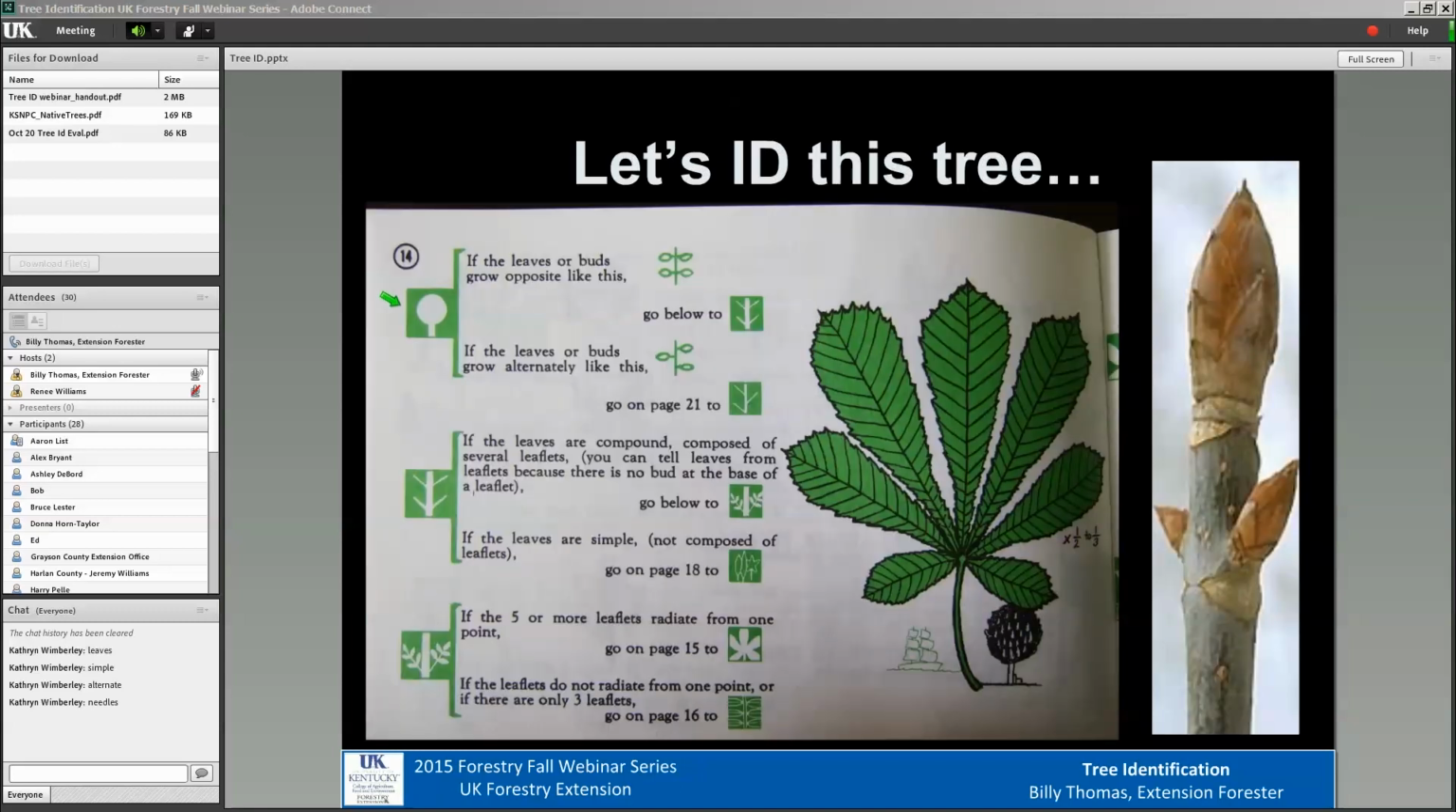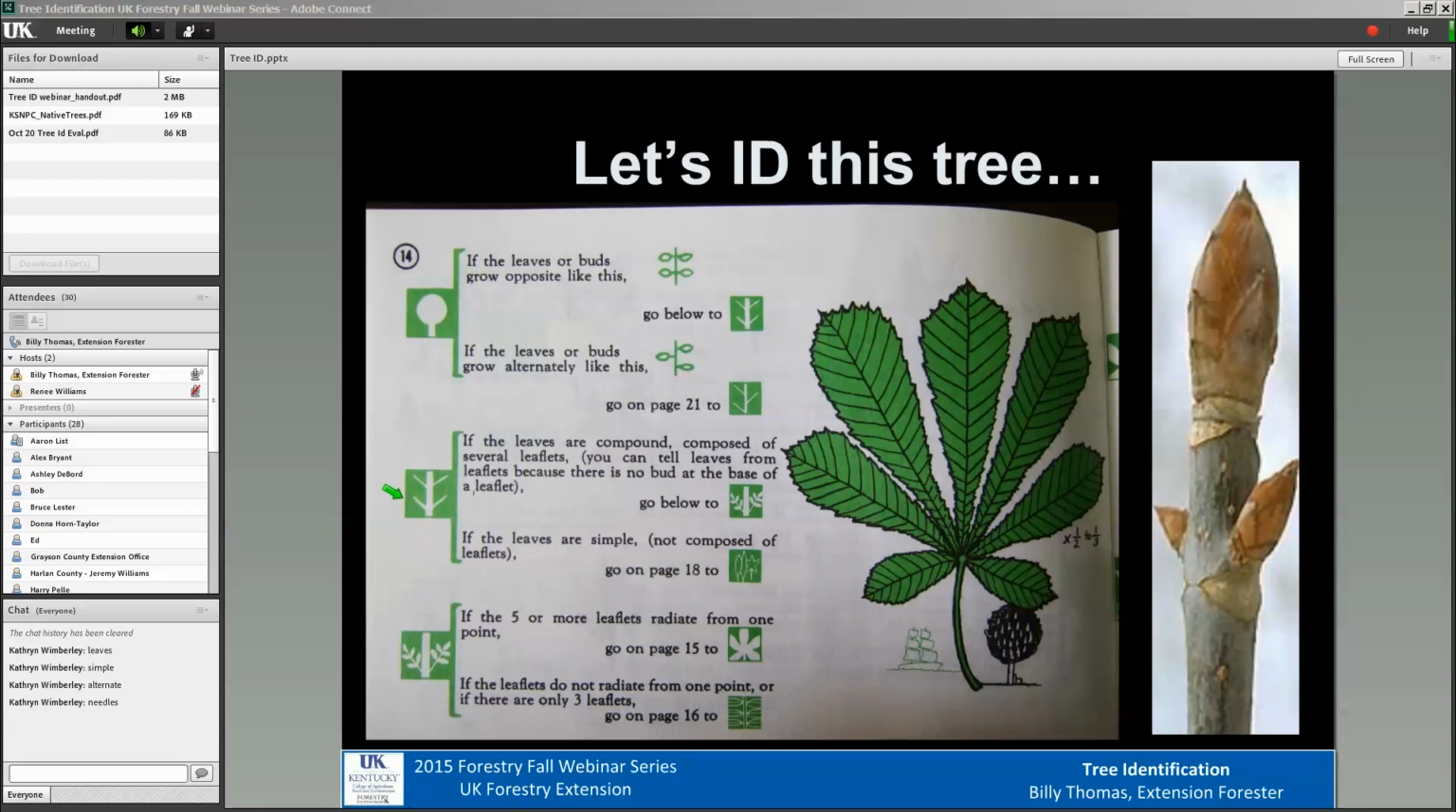And I pulled up another picture of the same species just to help in the ID, because it's asking about the arrangement. Are they opposite or are they alternate? I think we'll all agree that this has opposite needles, right? Or excuse me, opposite buds or leaves here. So we will go below to this symbol here that represents opposite, and that's got us right here.